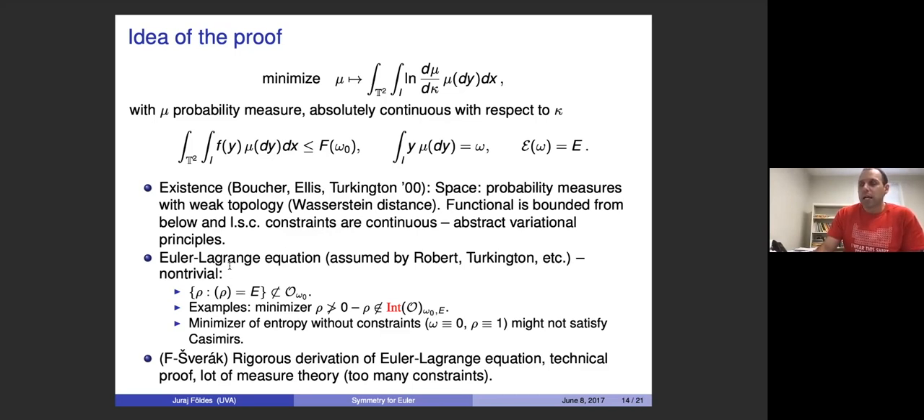Okay, so we have minima, but now we'd like to write the Euler-Lagrange equation. That's actually assumed in the applied math literature, that you can write these Euler-Lagrange equations, but it's actually pretty difficult, because you can write the Euler-Lagrange equations only when your probability distribution is never zero. The point is that this is pretty difficult to prove. Well, difficult, it's very technical. We did this rigorous derivation of the Euler-Lagrange equation, and it requires a lot of measure theory. So that's a very technical proof. It's not, I guess, too exciting to see.